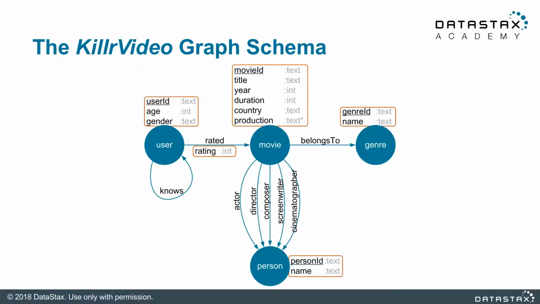As a reminder, as always, this is our killer video graph schema. Movies are related to people. Movies belong to genres. There are people who have acted, directed, composed, and other types of activities with the movies. Users rate movies, and users know other users. So let's dig in and go through an example.